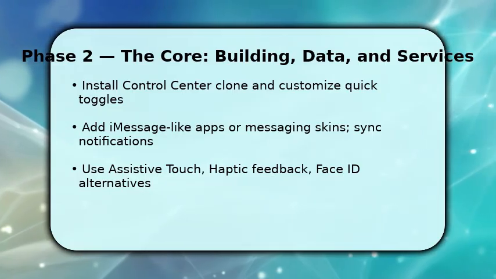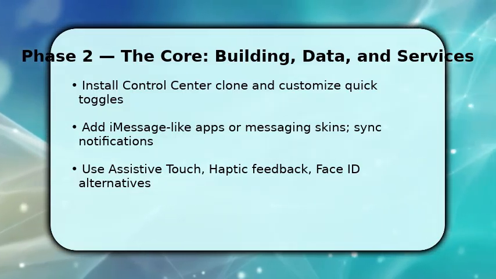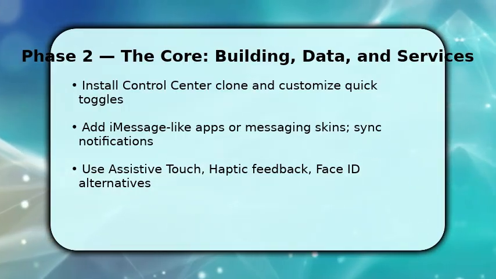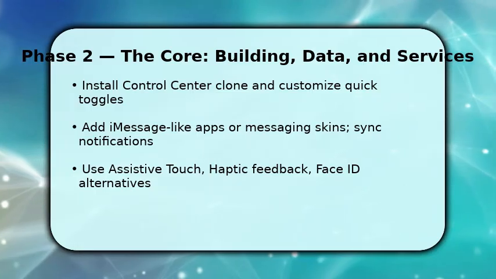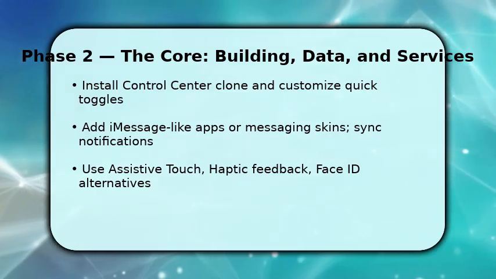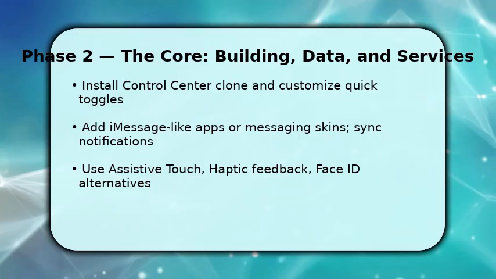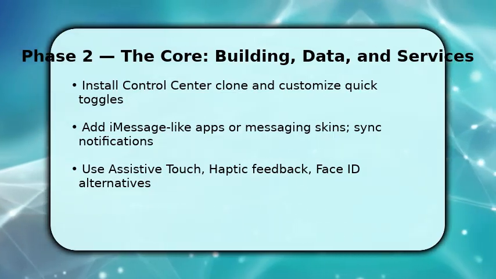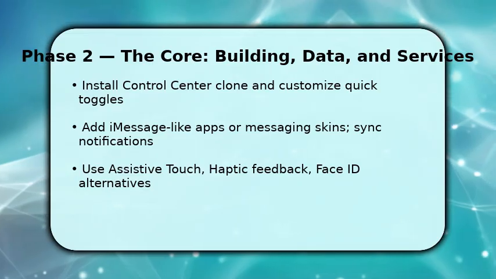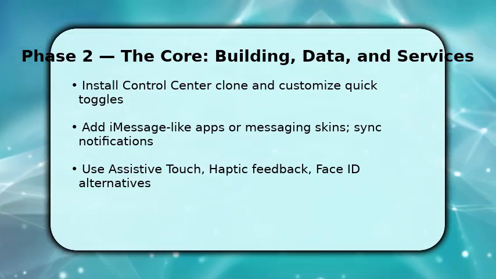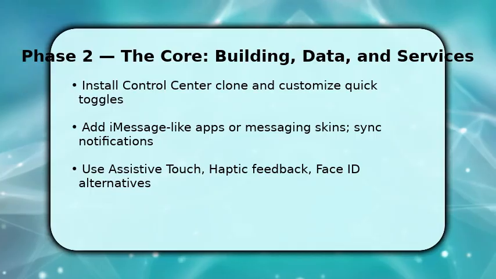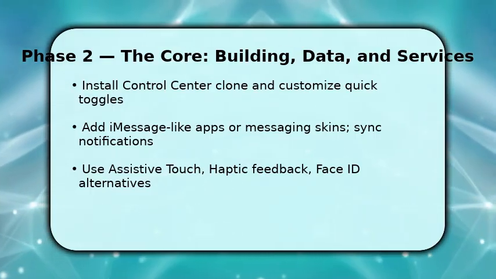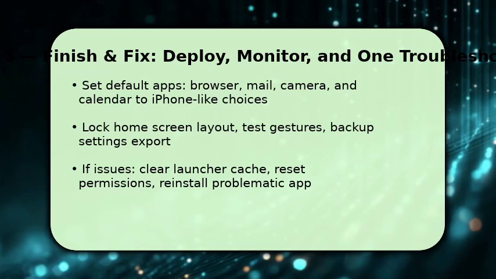Next, replicate core behaviors. Install a Control Center clone and arrange quick toggles to match iPhone layout, because accessibility and fast settings matter for daily use. Then add a messaging app skin or service that imitates iMessage look and feel. Make sure notification threading and badges sync correctly. For interactions, enable assistive touch and adjust haptic feedback intensity to mimic taps. Consider Face ID alternatives for biometric convenience. Together, these finally polish the setup.